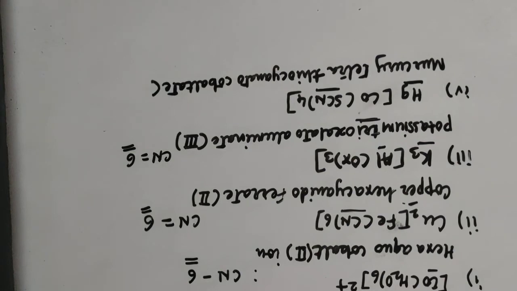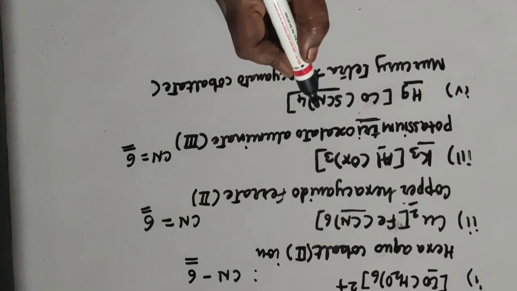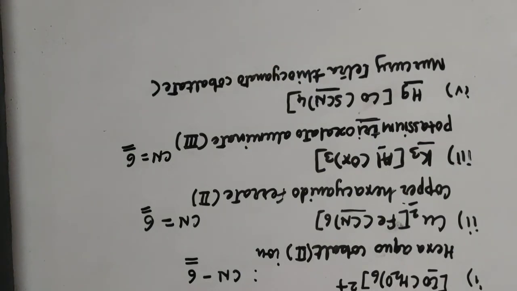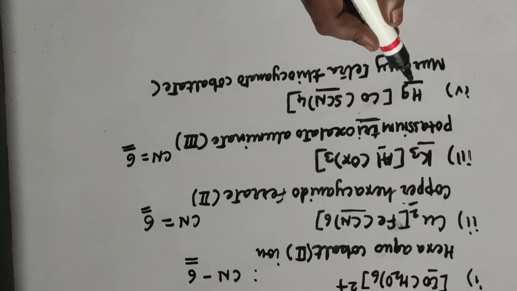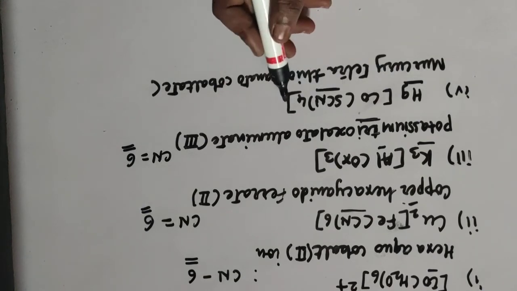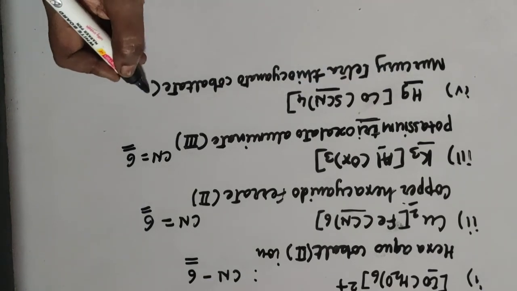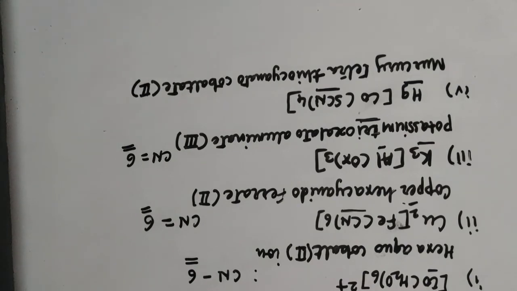What about the oxidation number? For SCN, -1 charge is there, and 4 SCN groups are present, so it is -4. For Hg, it is +2. So +2 plus x minus 4 is equal to 0. That means x minus 2 is equal to 0, and hence x is equal to +2. So this is the name: mercury tetrathiocyanato cobaltate(II).